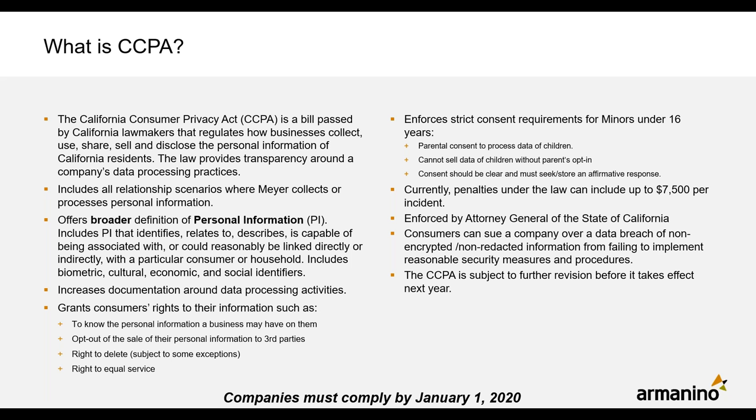I spoke earlier to the age requirements around minor data. Keep in mind that the penalty for violations of this law can range up to $7,500, and this is per incident. It can easily add up if you have multiple victims. The law is enforced by the State Attorney General, and it's expected to take effect January 1 of 2020.